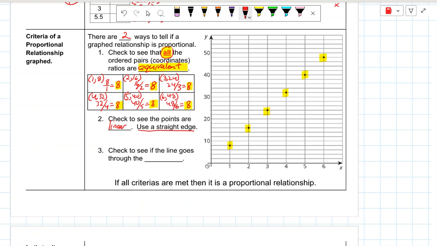Use a straight edge. Now that's a must. If you have something that's curvy or you're freehanding, you may not see it. So make sure you use a straight edge. Remember, linear means straight. Is the line straight? So we will start at a point and connect along.